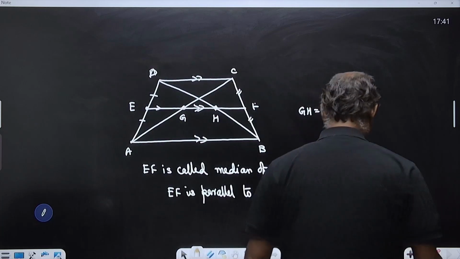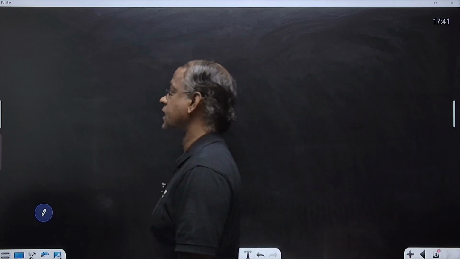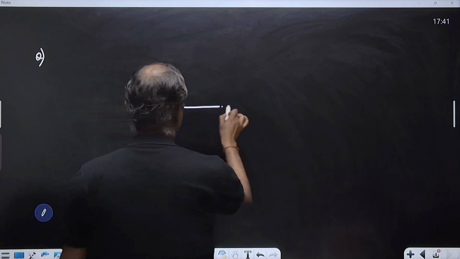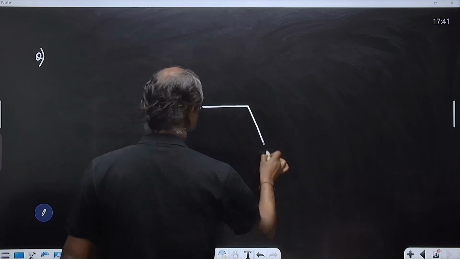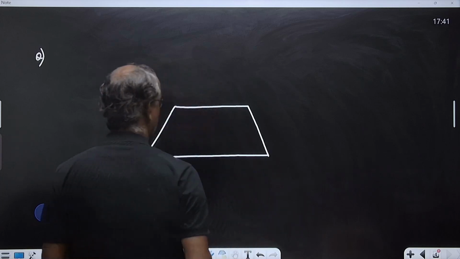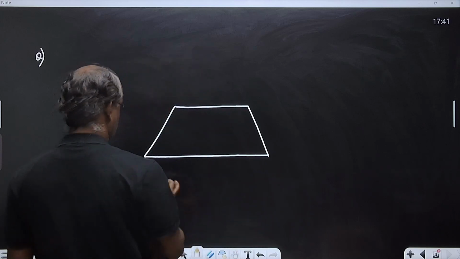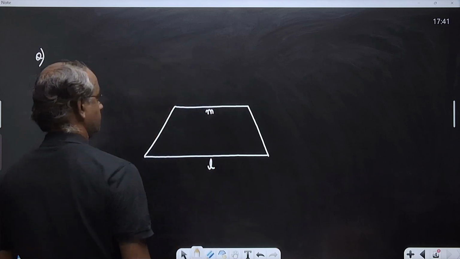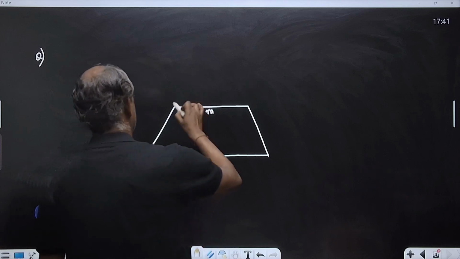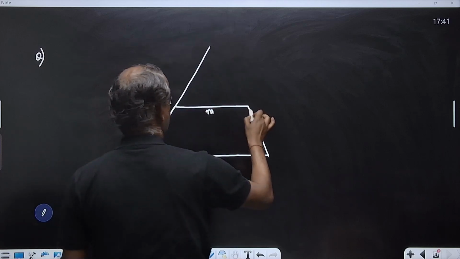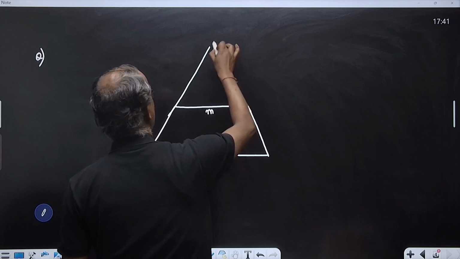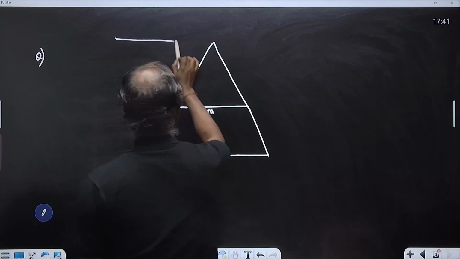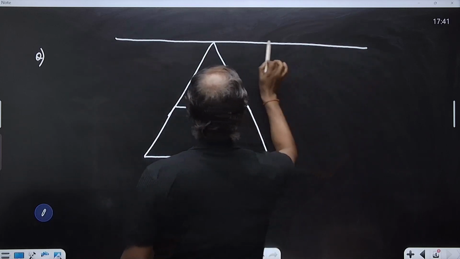So moving ahead now, suppose I give you a question related to trapezium, let us solve a question regarding trapezium. Okay. Suppose this length is L, this length is M. Suppose we extend it and they meet at some point. Now from here we draw a line parallel to the parallel sides.